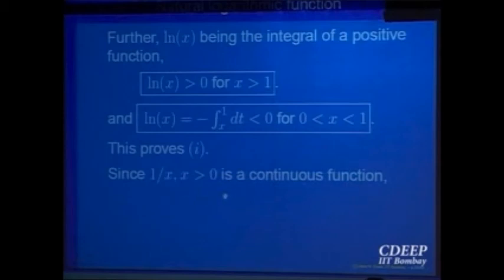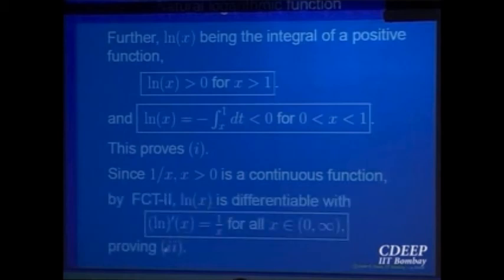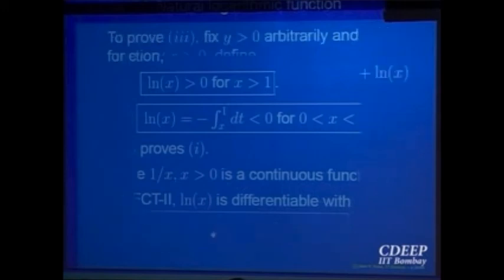1 over x, for x bigger than 0, is a continuous function. You are integrating a continuous function 1 over t, right? So what does the fundamental theorem of calculus part 1 say? What will be the derivative? When you integrate, the derivative is the integrand, right? So that says that the derivative of ln of x is 1 over x by the fundamental theorem of calculus. And now the derivative 1 over x, for x bigger than 0, is everywhere bigger than 0. So the derivative is positive, so it is a monotonically increasing function. The whole of calculus is going to come, you will see. We have already seen that derivative bigger than 0 gives you this.